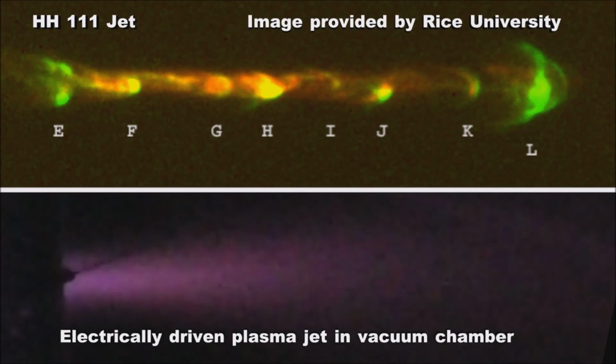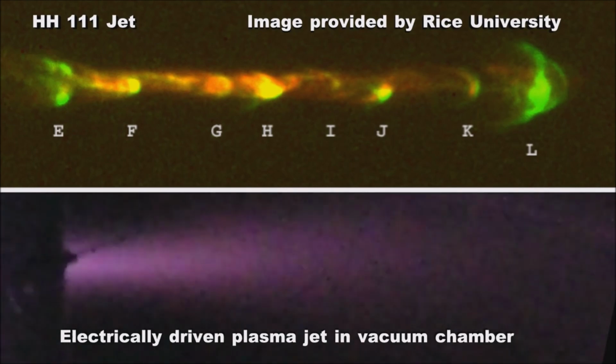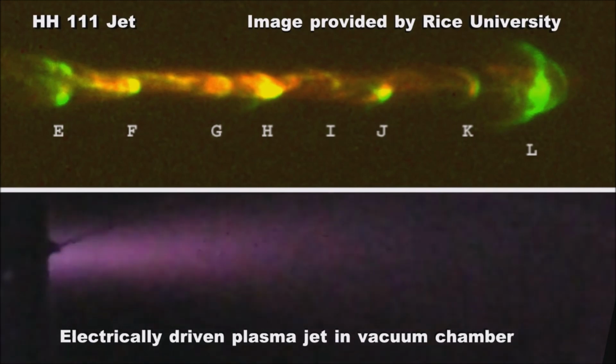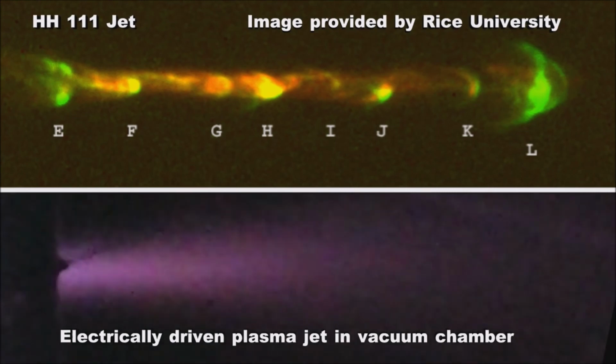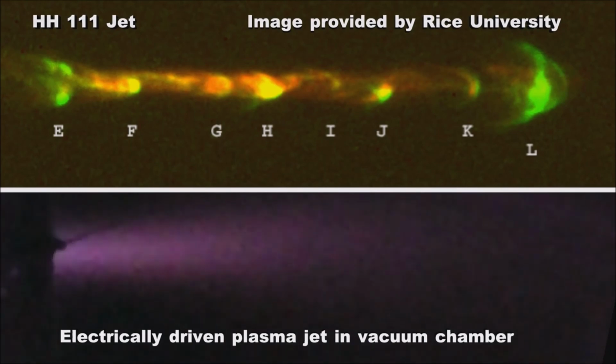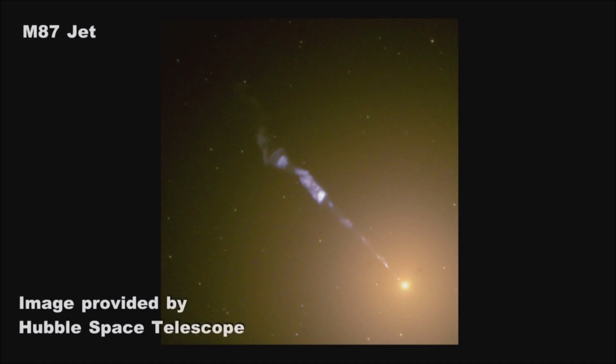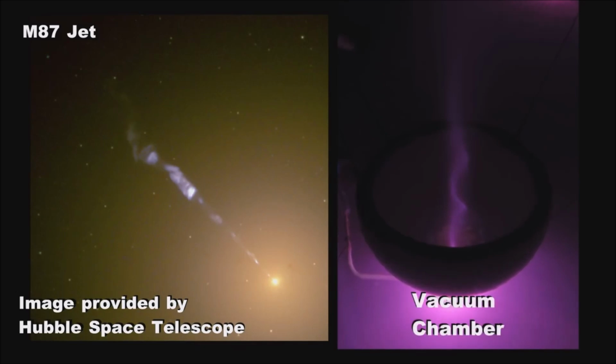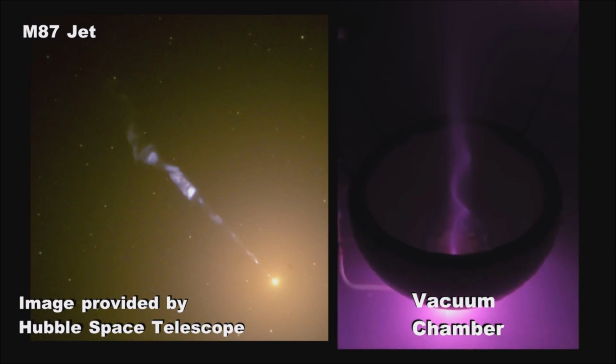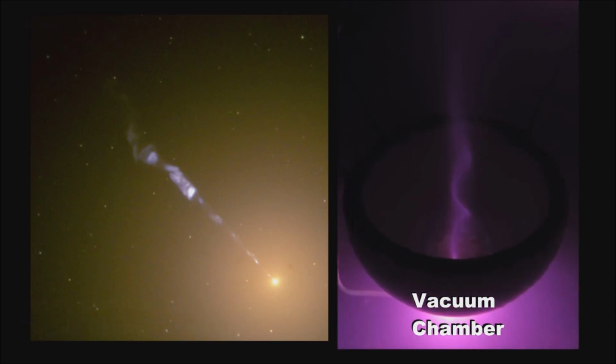The structure we see in the jet of HH-111 does not fit with what would be found in an externally electrically driven plasma jet. So I must conclude that the jet of HH-111 is not externally electrically driven. This same logic would apply to the jet of M87. This jet is not a continuous structure that would be expected if this was truly externally electrically driven, as the jet on the right is. But we do see the common overall shape of the jets due to the shared magnetic bowl structure responsible for the jets in both M87 and the jets in the vacuum chamber.